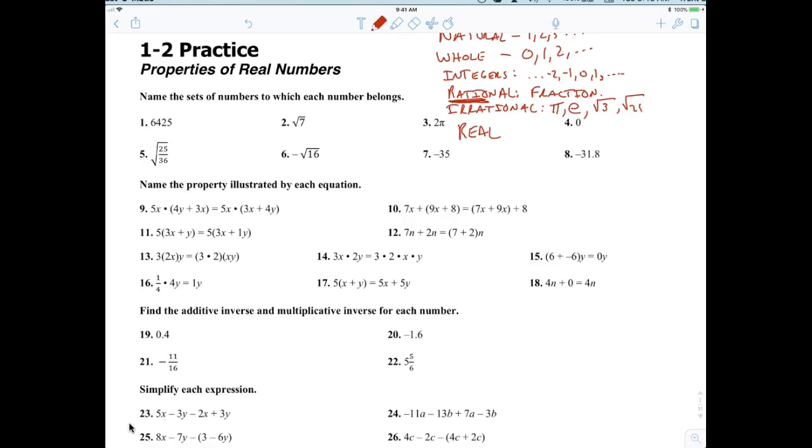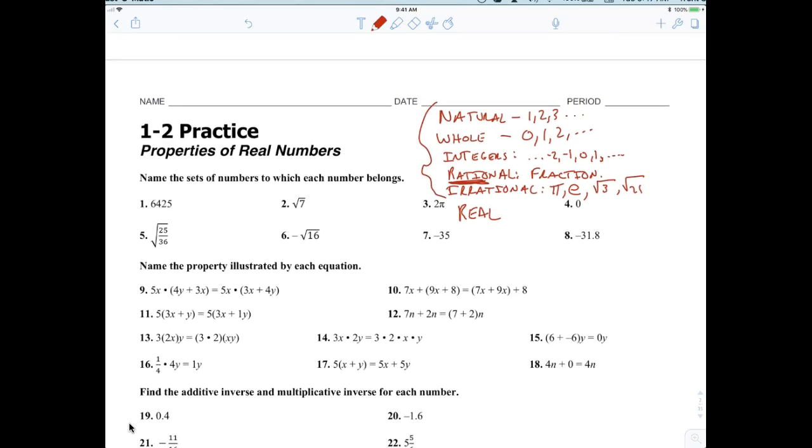And every single number that you guys know about is considered a what? Is considered a real. And then next year in your Algebra 2 class, they will teach you about imaginary numbers. All right? Very simple concept.